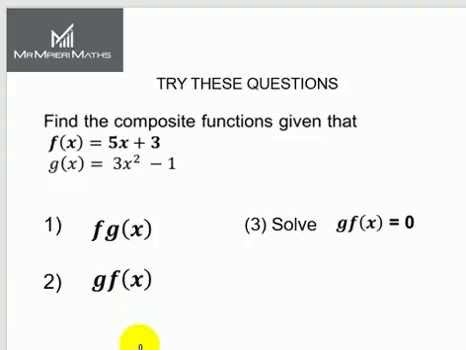Now try these questions. Find the composite function given that f of x is 5x plus 3, g of x is 3x squared minus 1. So you're required to find f g of x, g f of x. Now this is probably a little bit of a challenge. You've got to solve g f of x equals 0. Have a go with this, press pause, and when you're done, then press play.